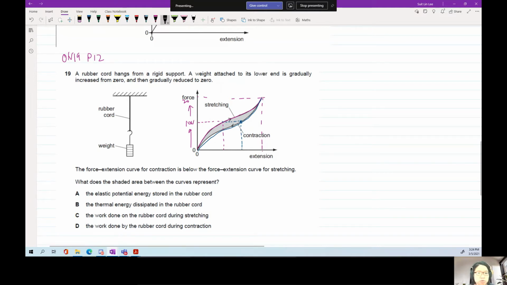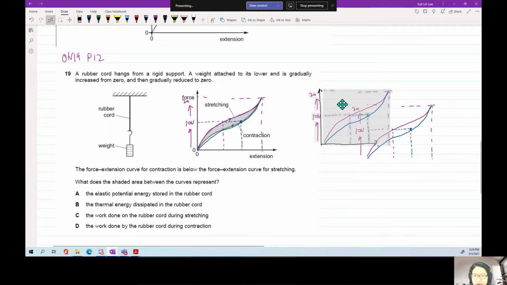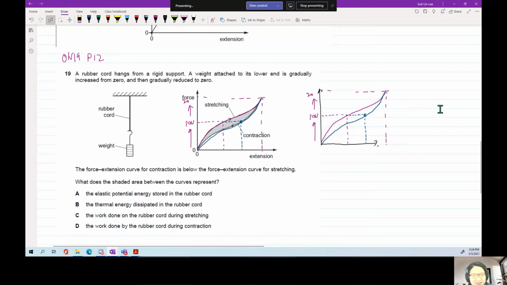Okay, so when you think about this graph, what we have here is a graph that looks a bit like this. Okay, so when we stretch the graph, so I'm going to just casually rub off this part. The area under the FX graph, if you think about your chapter 6, is work done to stretch or elastic potential energy. So this entire area here, wherever this area is, this is the energy required to stretch your material.